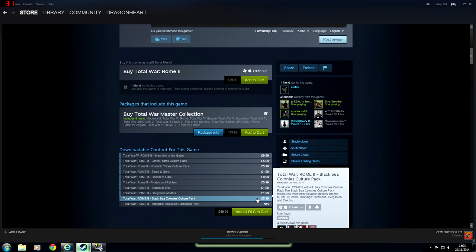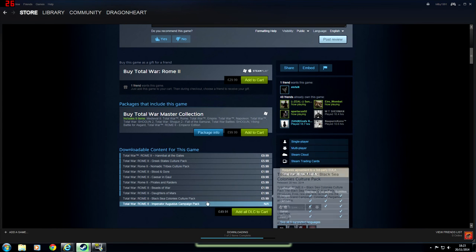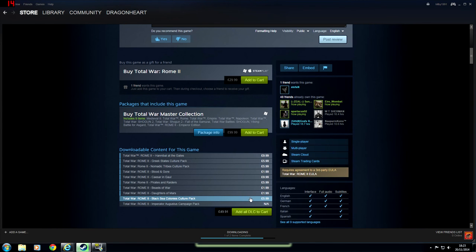I haven't bought this one, I won't be buying this one, and it's pretty much for the same reason as what I mentioned about the Pirates and Raiders and the whole copy and paste thing. Cimmeria, Pergamon and Colchis. I'm not interested in playing those factions, to be honest.